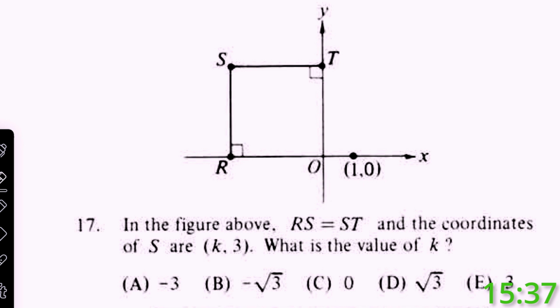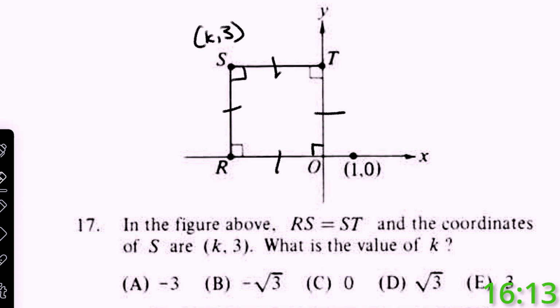17, in the figure above, RS equals ST. I'm going to mark that. RS equals ST. And the coordinates of S are K, 3. What is the value of K? All right, a little geometrical reasoning. First of all, I know that at the origin, I also have a right angle. And if I have 3 right angles in a quadrilateral, the 4th one has to be a right angle. And I have those 2 sides the same, so it's pretty easy to see that those 2 sides are the same.